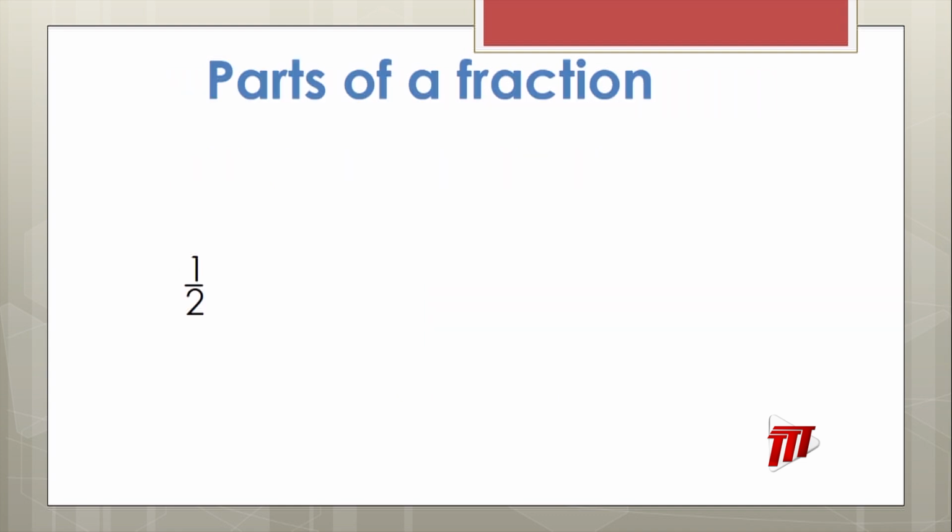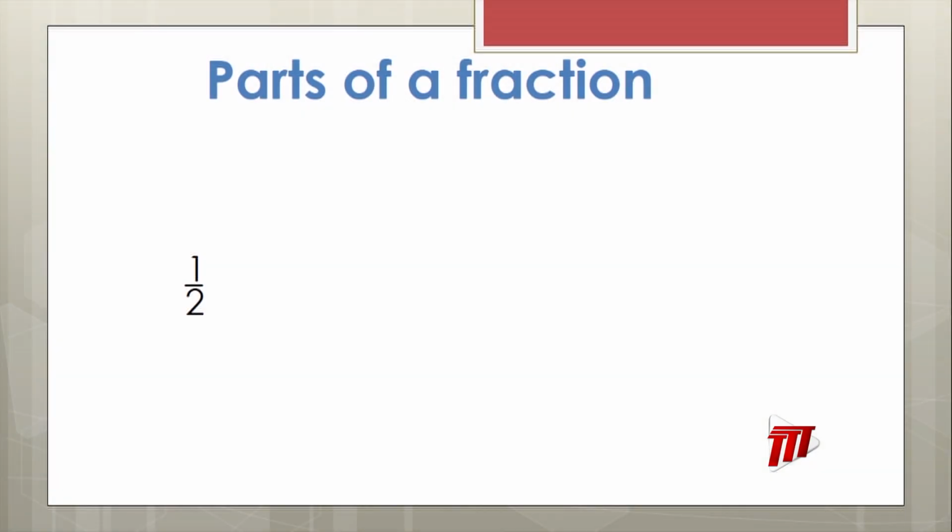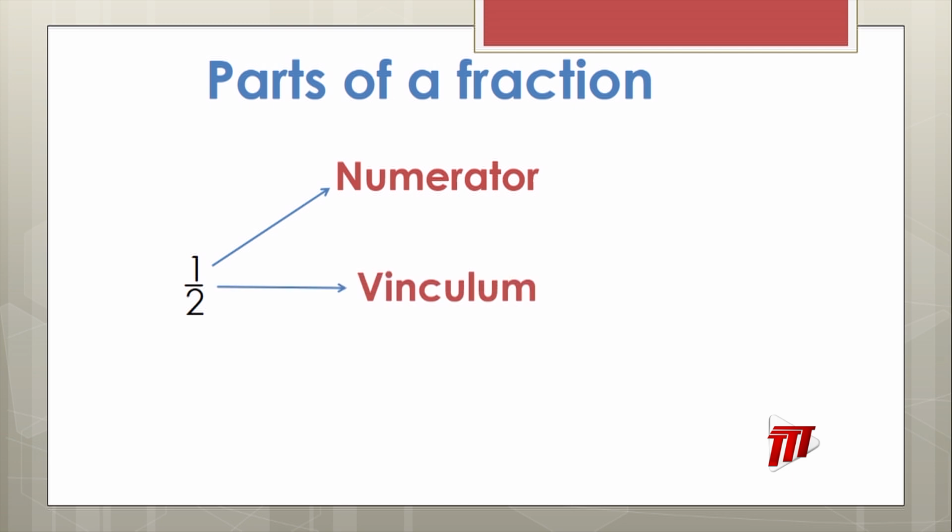So let's look at the parts of a fraction. So this is a representation of the fraction you saw this morning with the pizza. So we have 1/2. Each of us got 1/2. So that 1 is called the numerator. Then you notice that line in the middle separating the numerator and the denominator. It is called the vinculum. And that number underneath is called the denominator.